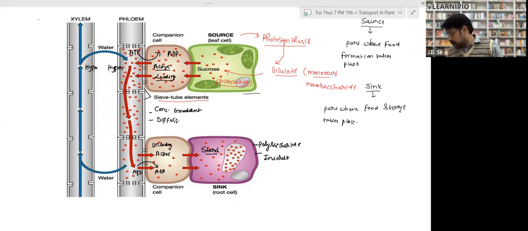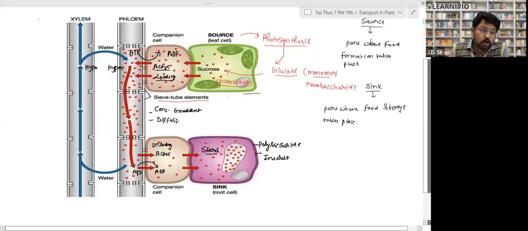Energy is spent over here. At this point of time, energy is spent. And the process of transfer of food from companion cell to phloem is called loading. So in the loading process, transfer of food takes place. Whenever the food is transferred from companion cell to phloem, this is called loading.